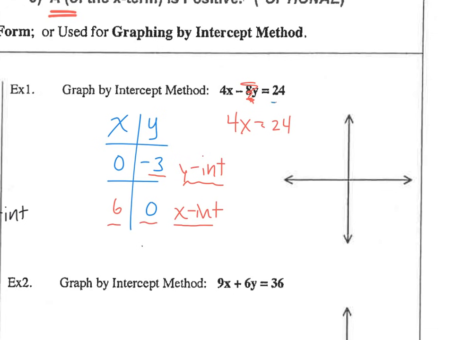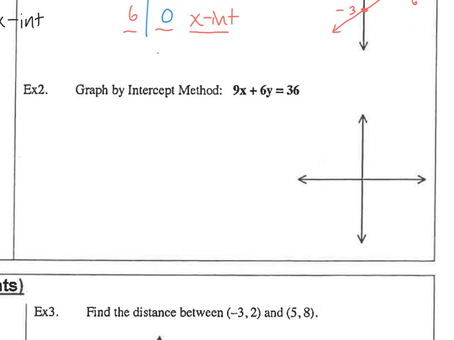Okay? So now I've got the point 6, 0, which is roughly here. And then I've got the point 0, -3, which is roughly here. And now I can connect them to form my line. Okay? Looking at another example, same idea.